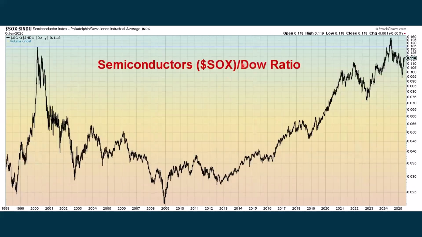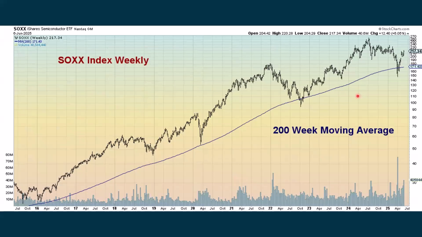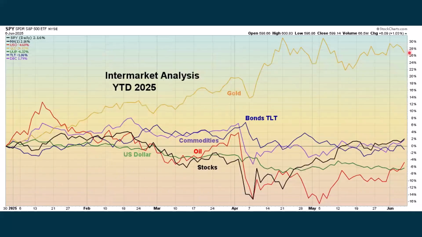This is a ratio from semiconductors, which are growth, to the Dow, which is value, even though there are growth stocks in it. We are improving, but we haven't really broken out above these series of lower highs with this ratio. Then this is a long-term look at the SOX index, which are semiconductors. We broke down all the way below the 200-week moving average, and so far we've been coming back up, even though we've been chopping sideways lately.